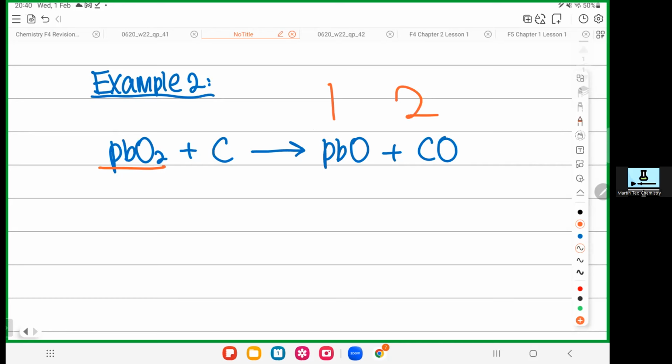Okay, very good. You choose the first one, right? Because at least you see something related, right? True or not? This one has Pb, this one has Pb. You can see they have a relationship. They have a relationship. So that's it.